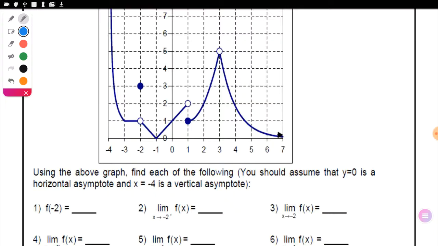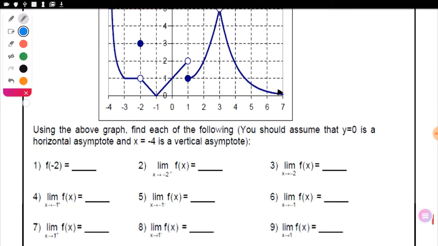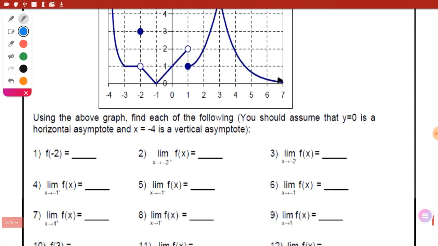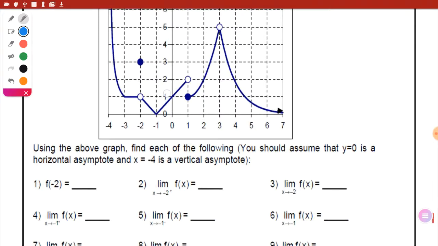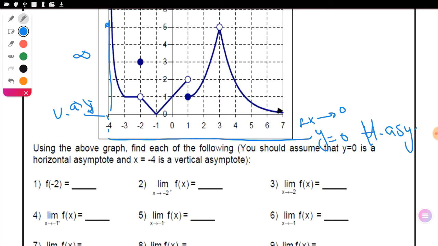Now, let's solve. Here, I'd like to ask about f of negative 2. Some students told me 1, but it's wrong. Never ever take the value of y at the hole. To take this value of y, I will take what? 3, at the bold point. That is the bold point, not the hole.